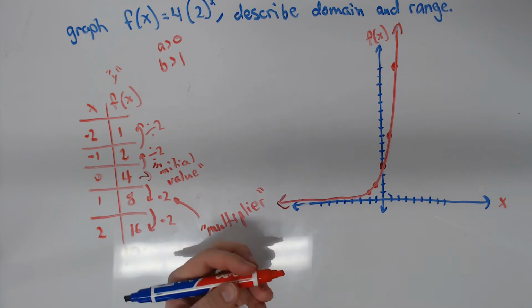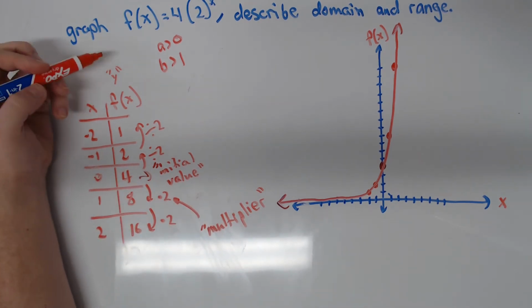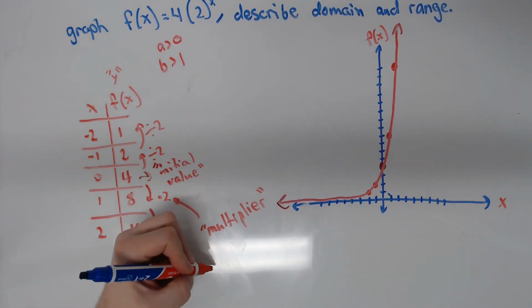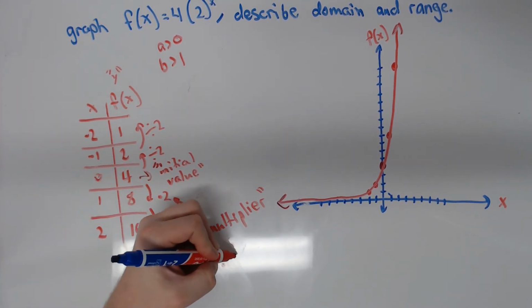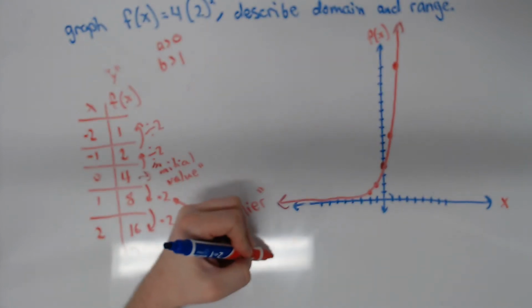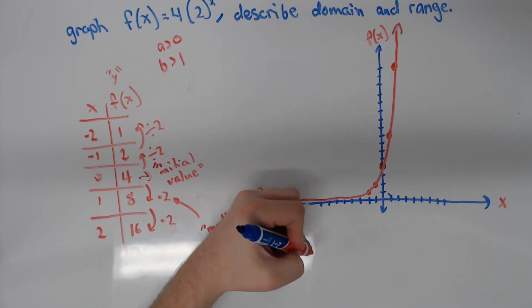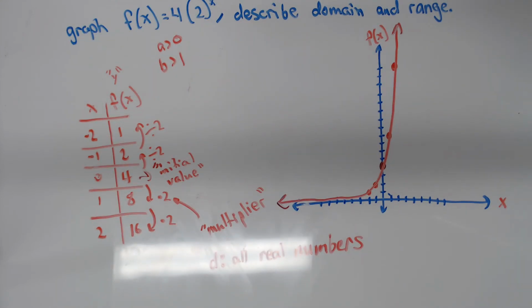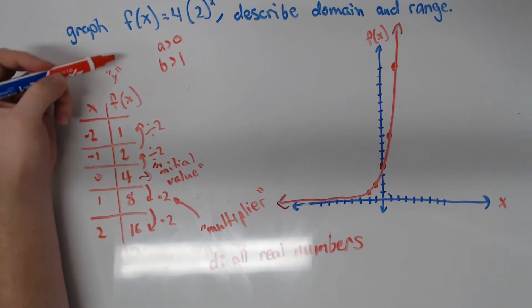Now for the domain and range. Domain for an exponential function, unless a word problem makes us feel otherwise, is always going to be all real numbers. Technically, there's no x value I'm not allowed to plug in. I can use any number as an exponent up here.